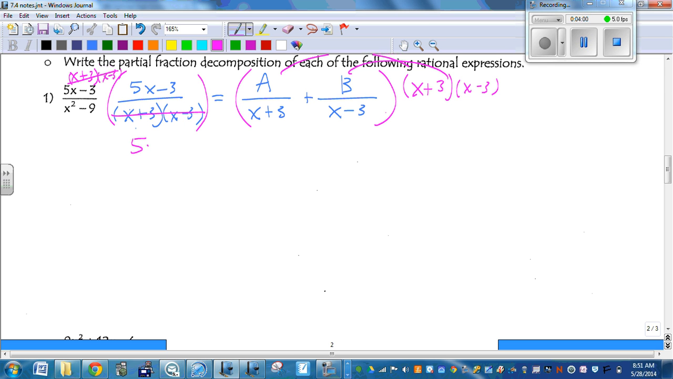So we end up with 5x minus 3 equals, when we multiply all of this by the first term, the x plus 3's cancel out, and we're left with a times x minus 3. We multiply this whole thing by the second term, the x minus 3's cancel out, and we're left with b times x plus 3.